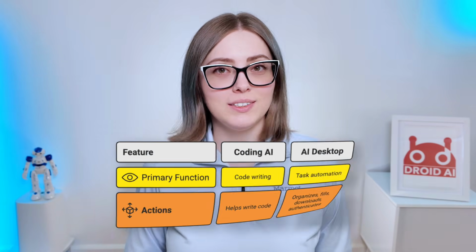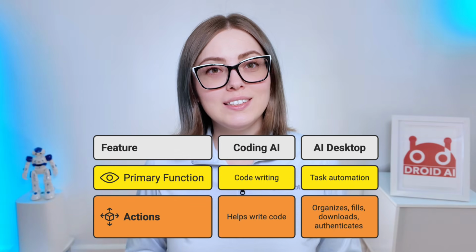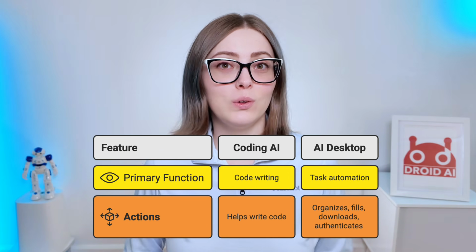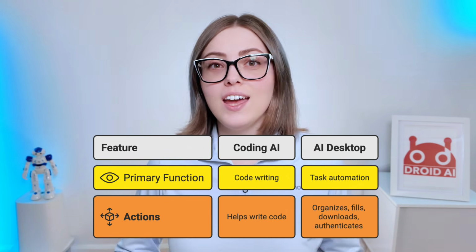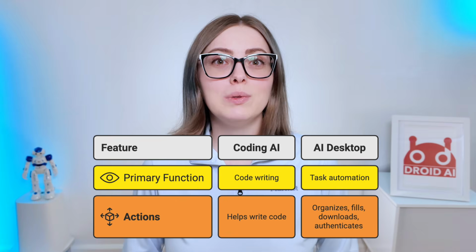Today, we're learning about desktop agents. Coding AI agents help developers write code. AI desktop agents do the rest. They organize documents, fill in forms, download files, authenticate, and perform actions across applications.